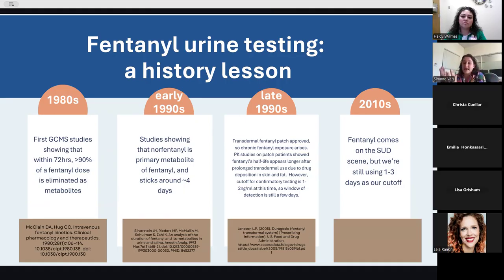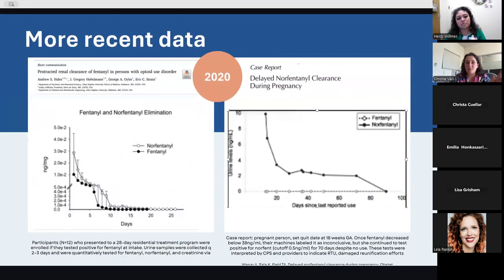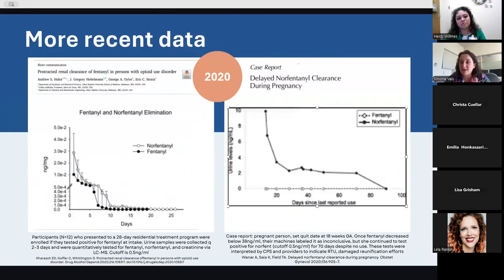And then in the 2010s, fentanyl comes on the drug use scene. But we're still basing our understanding of it on what we learned 2 or 3 decades prior, that it lasts for 1 to 3 days. And then come the 2020s, where we start having our first data that tell us that actually maybe it lasts longer than 1 to 3 days.